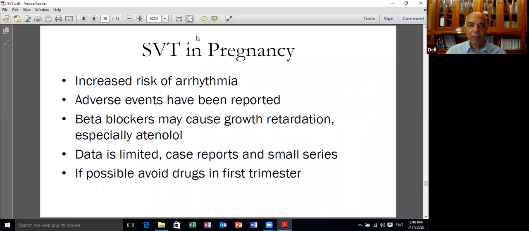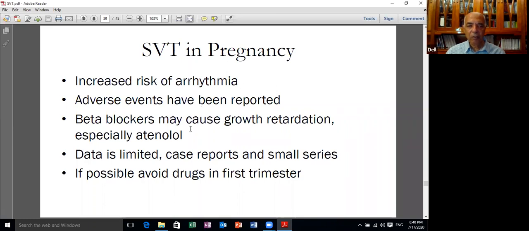So supraventricular tachycardia in pregnancy is common. You have a situation in which there is hypervolemia, increased cardiac output, and increased atrial stretch. So it paves the way to all kinds of supraventricular tachyarrhythmias. Adverse events have been reported because of placental ischemia from the rapid heart rate.